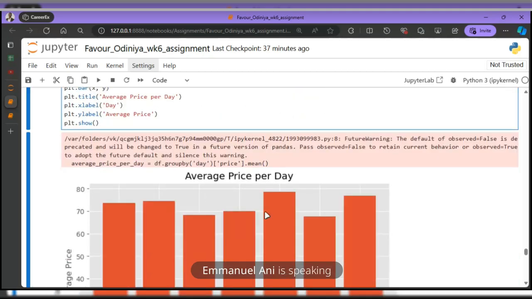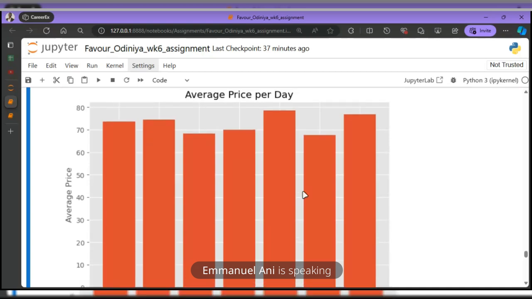I would like to know who Favor is because I don't think I really see... Okay, I don't know if you are here. You can just let me know in the chat, in the live chat.